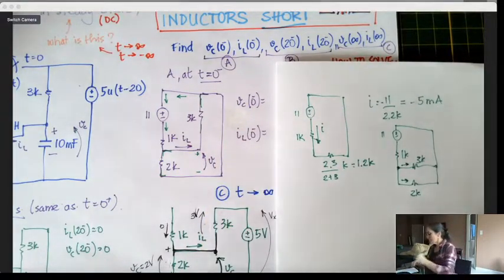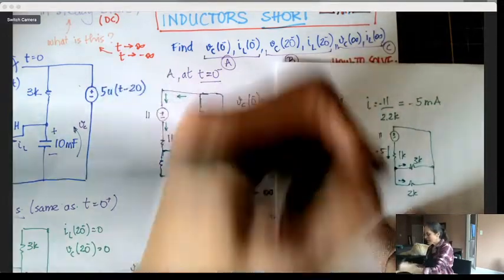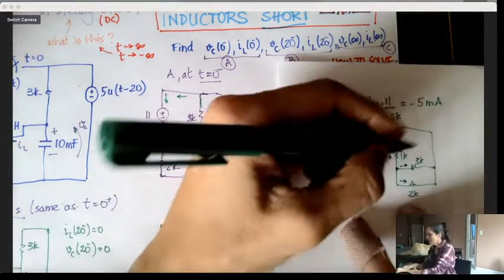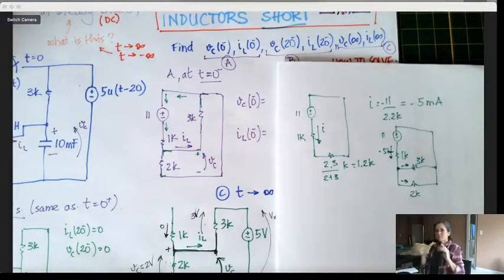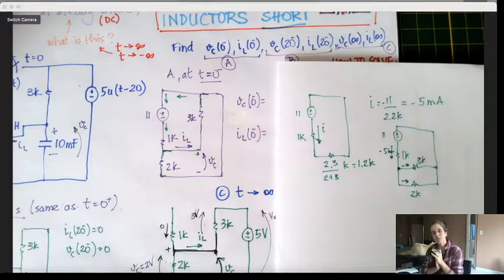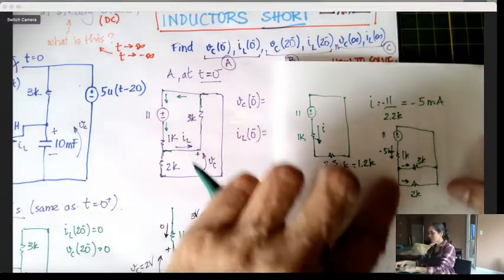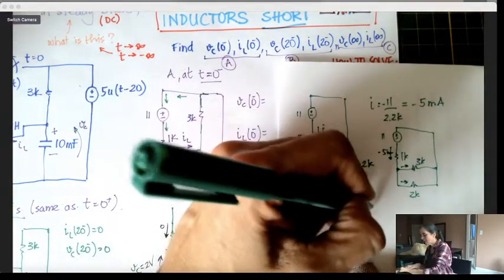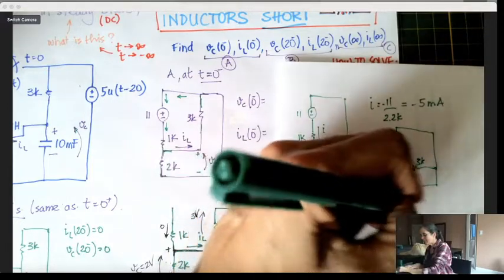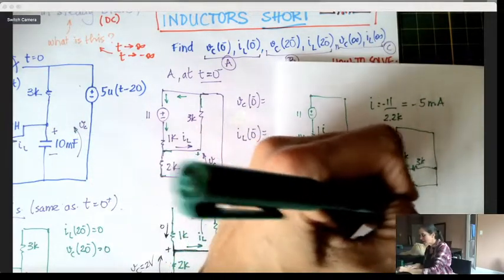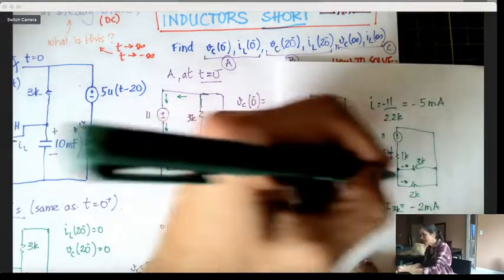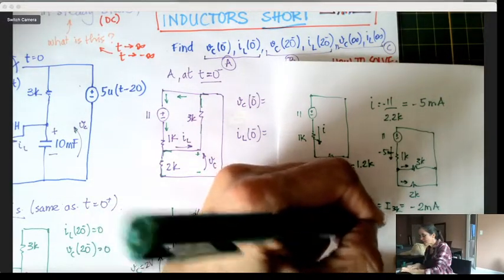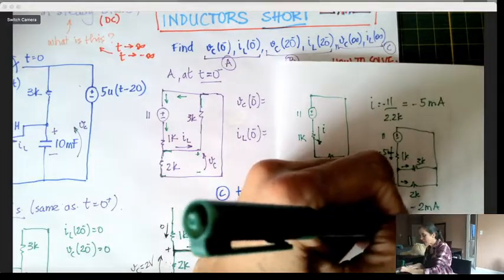And then this here is minus 5 milliamps, and it splits into the 3 and the 2. In current division, what happens is that the current is inversely proportional to the resistances, because the voltages need to be the same. So this current IL, which is the I3 kilo ohms, is minus 2 milliamps. And if I wanted the I2, this I2 here would be minus 3 milliamps.